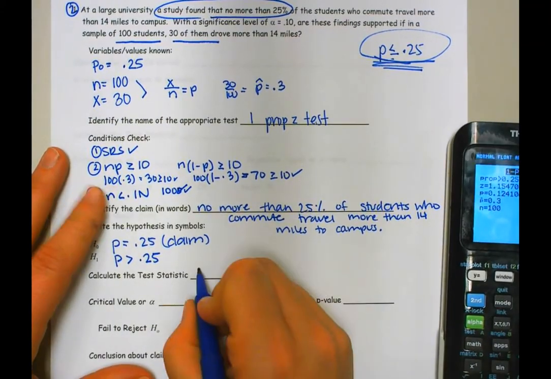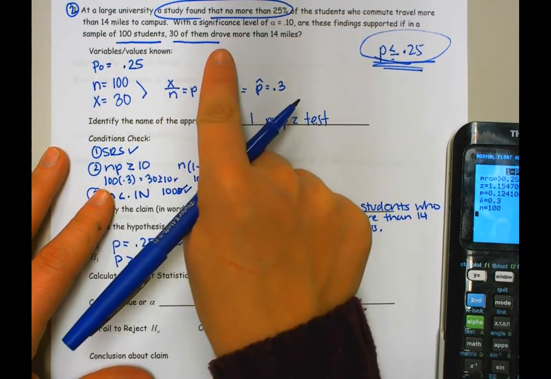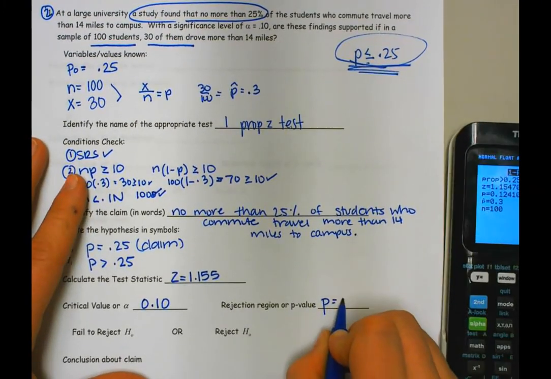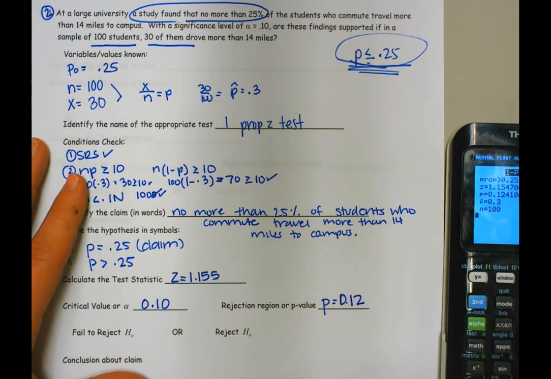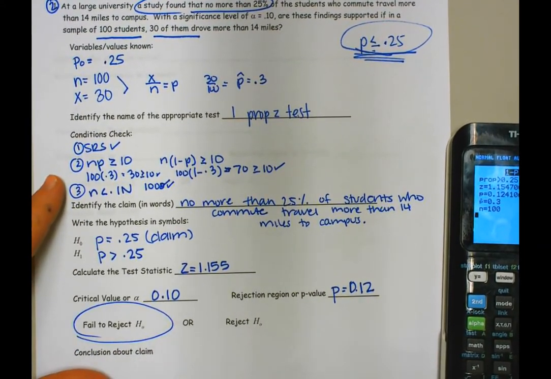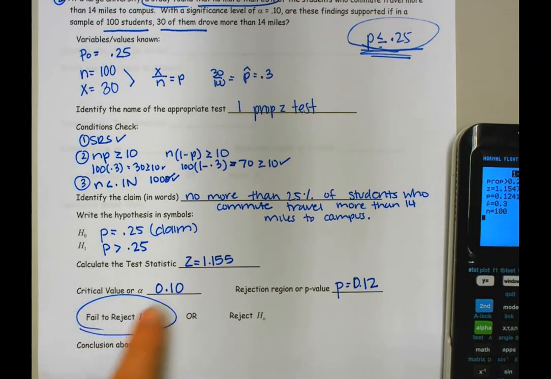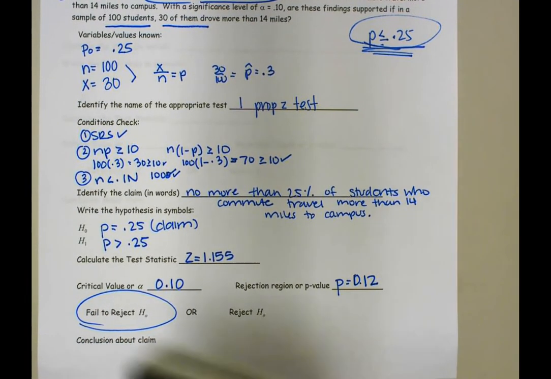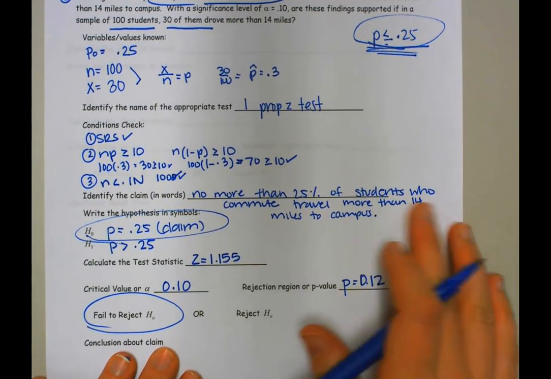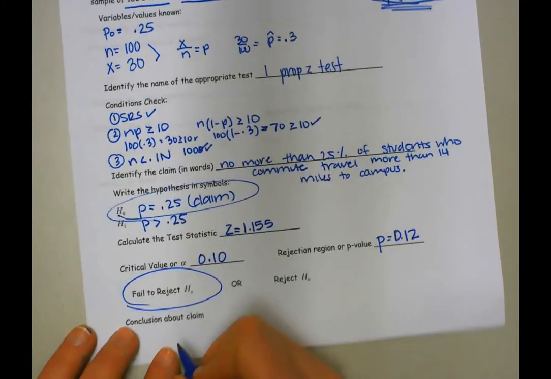So our Z value is 1.155. We're testing it against a 0.1 significance level, and we got that our p-value was 0.12. So that is greater than this. So we're going to fail to reject our null hypothesis, right? When our p is low, we reject. When our p is not low, we fail to reject. So we're going to keep this, which means we're supporting our claim that no more than 25% of students who commute travel more than 14 miles. And that's what we'll end up writing.